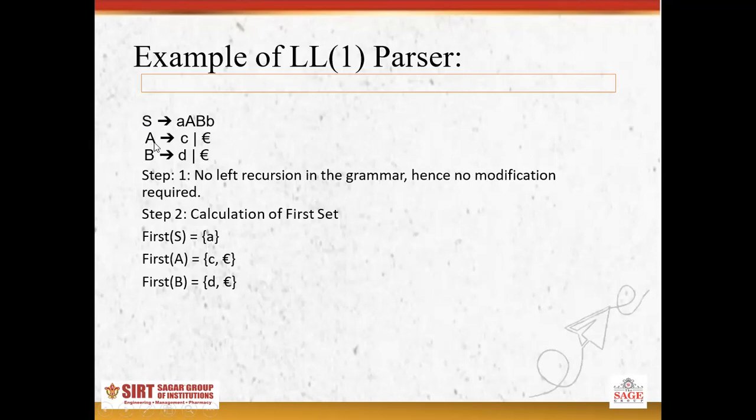Next, the first of capital A. First of A is c and epsilon. Third, first of B is the first terminal generated from B, which is d and epsilon. Hence, we can get the sets of first.